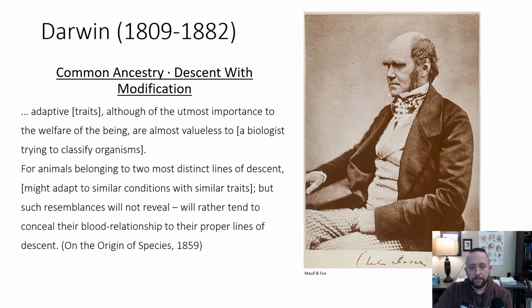Along came Darwin with his ideas and theories of common ancestry, descent with modification, even sexual selection. That kind of threw a wrench in everything. But even he struggled with whether we should use, or what we should be using, to classify organisms. If you read just this excerpt here, he says, to the biologist or to the person that's trying to classify things, similar traits in organisms are pretty much useless because that doesn't say anything about their blood relationship, although it is important to the organism for survival.